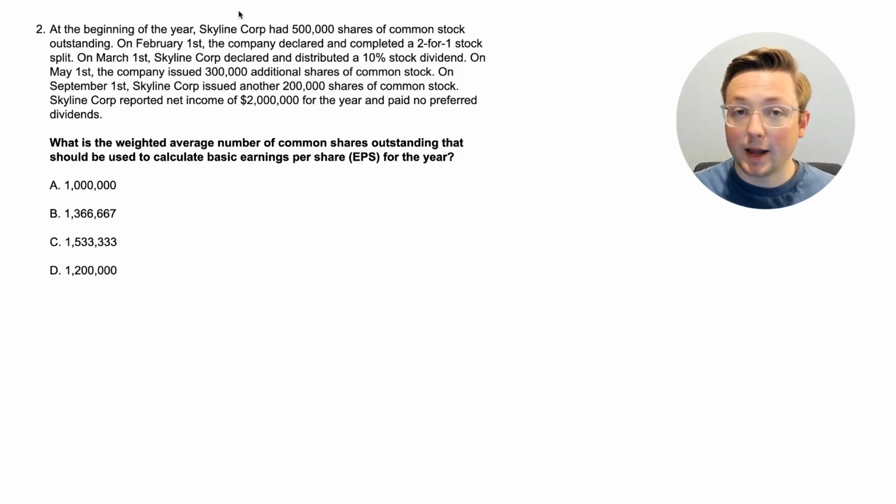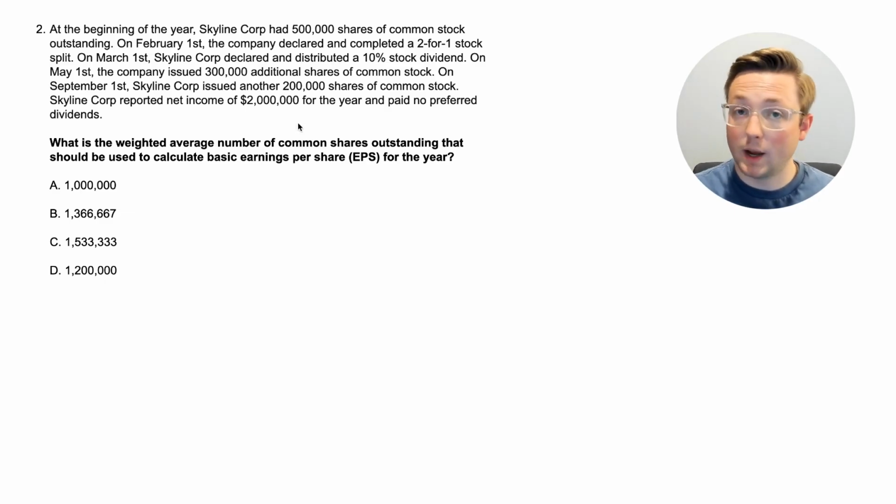Okay, so a lot happened in just 1 year. They started out with a certain amount of shares, then they had a 2-for-1 stock split, and then a 10% stock dividend, and then they still issued more shares. So a lot happened here. Now we need to figure out what the weighted average number of common shares is. You learned how to do this in the previous question. Honestly, I bet, except for maybe the 2-for-1 stock split and the 10% stock dividend, and you could probably figure those out as well, that you could do this calculation.